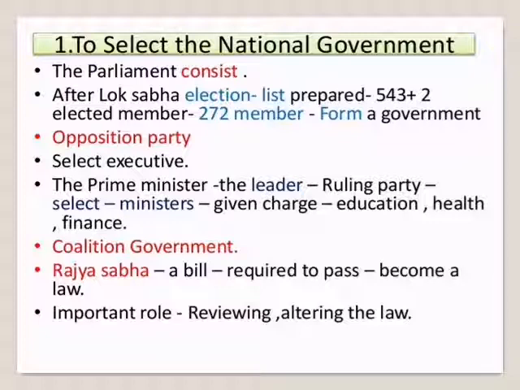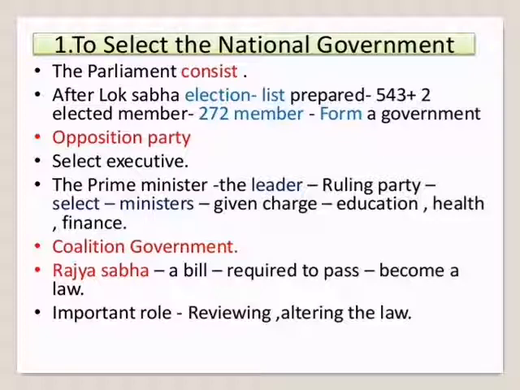The majority party, that is the ruling party, will elect the leader, and that leader will be the Prime Minister. The Prime Minister will choose the ministers, and the ministers will be given charge of education, health, finance, etc. Suppose in an election, no party is getting majority, many parties will join together and they will make government. That government formed by the coalition or joining of different political parties is known as coalition government.